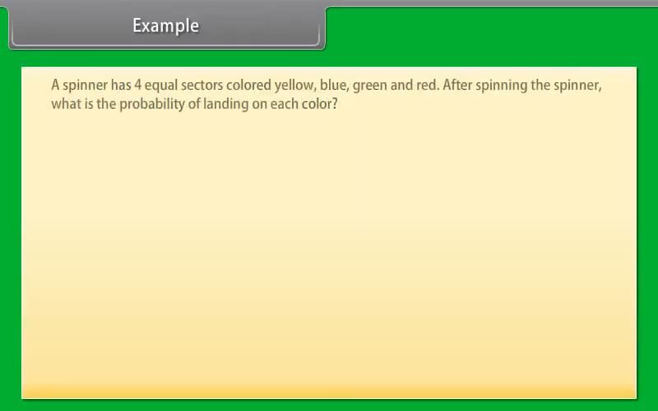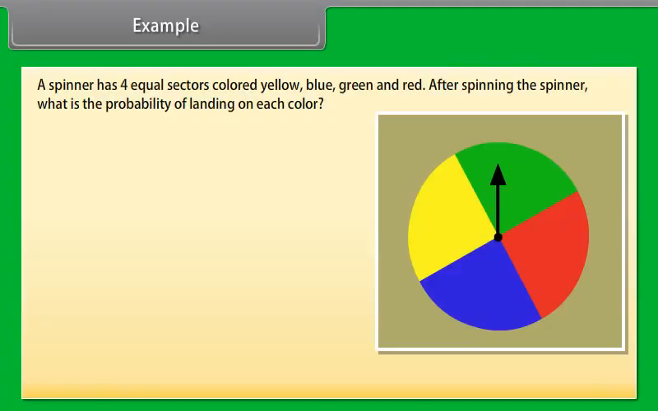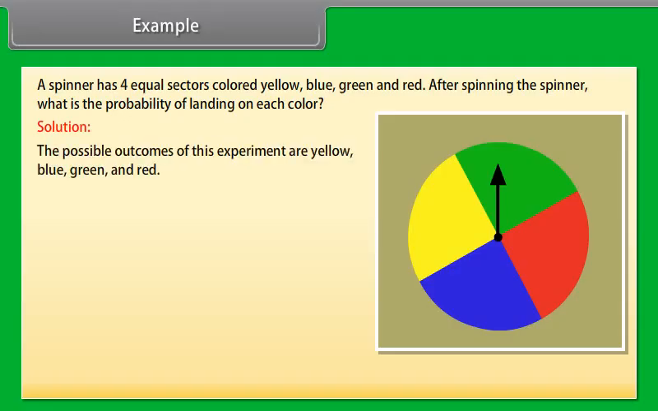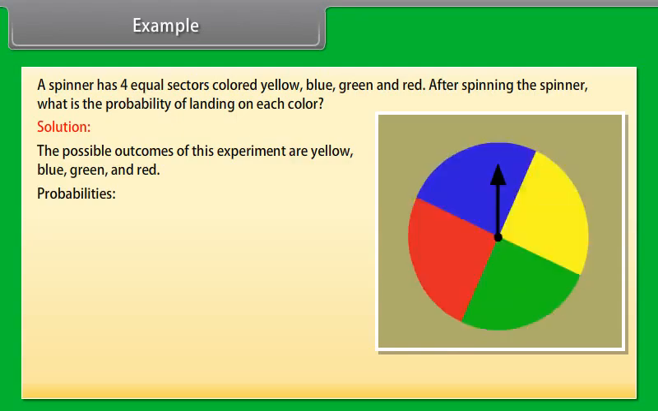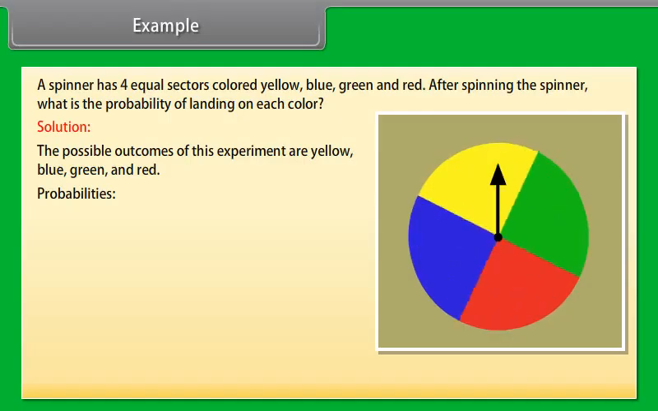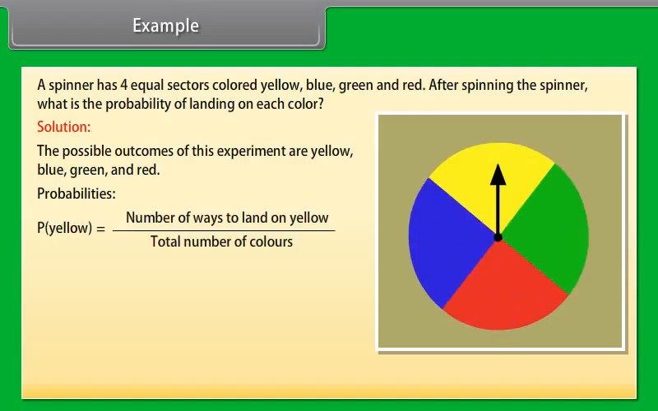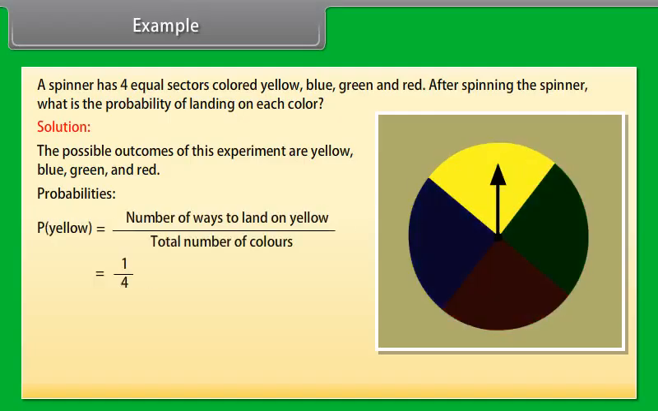Example. A spinner has 4 equal sectors colored yellow, blue, green and red. After spinning the spinner, what is the probability of landing on each color? Solution. The possible outcomes of this experiment are yellow, blue, green and red. Now let's find the probabilities. Probability of landing yellow is number of ways to land on yellow by total number of colors, that is, equal to 1 by 4.